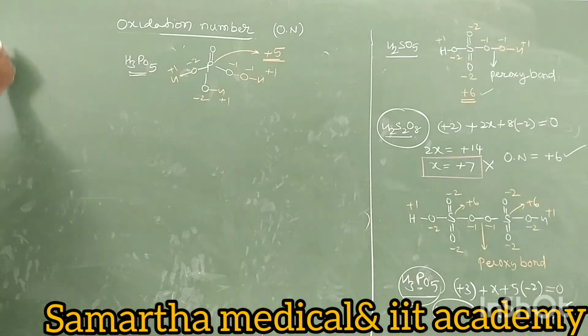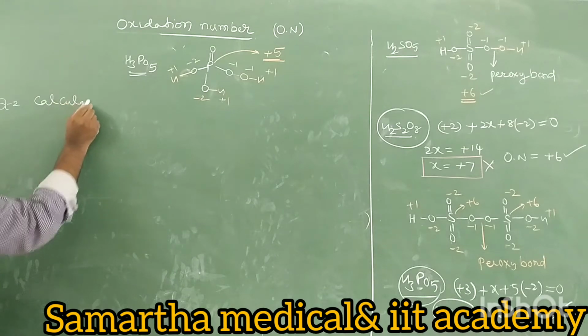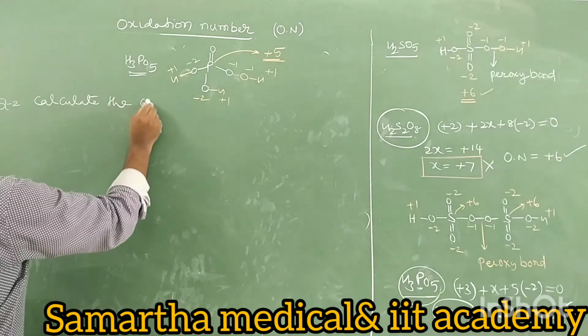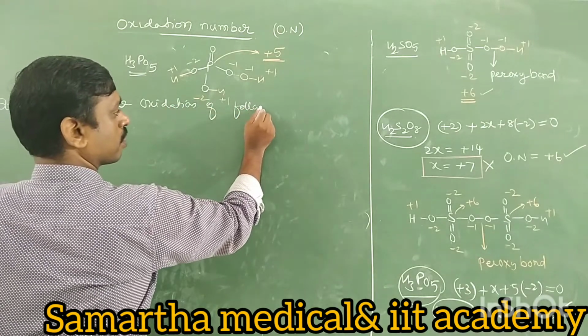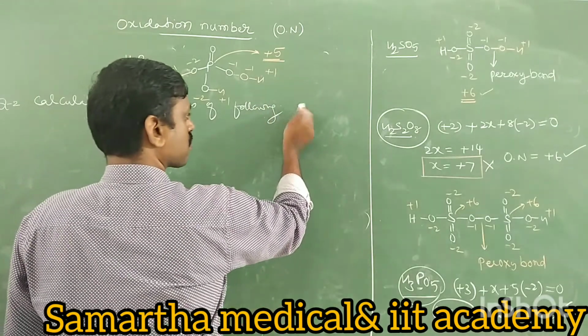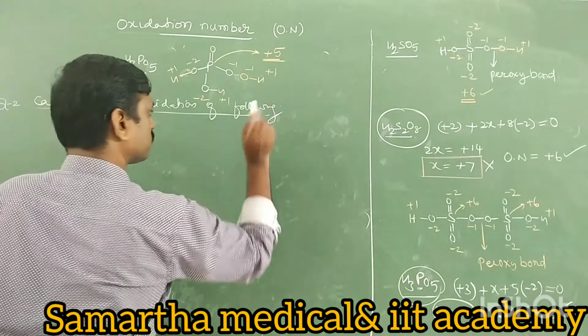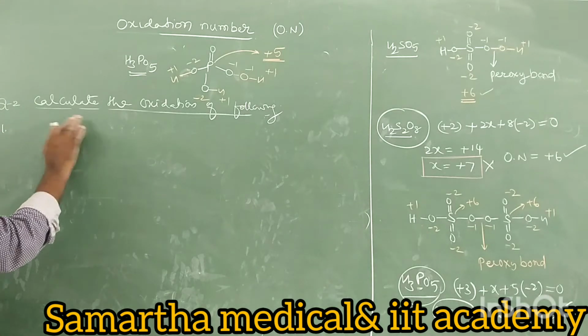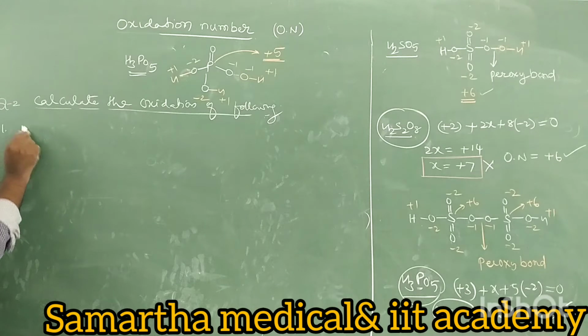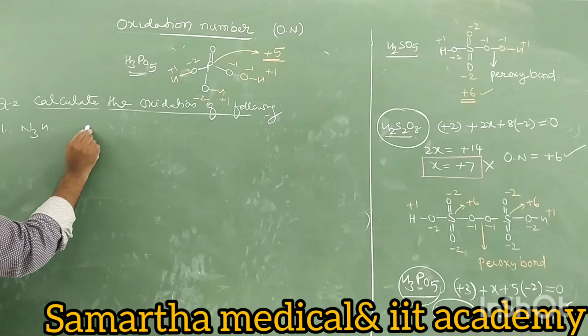Okay. Next, write one more question. Calculate the oxidation number of the following. N3H, hydrazoic acid, is already written. Okay, write once again. N3H.